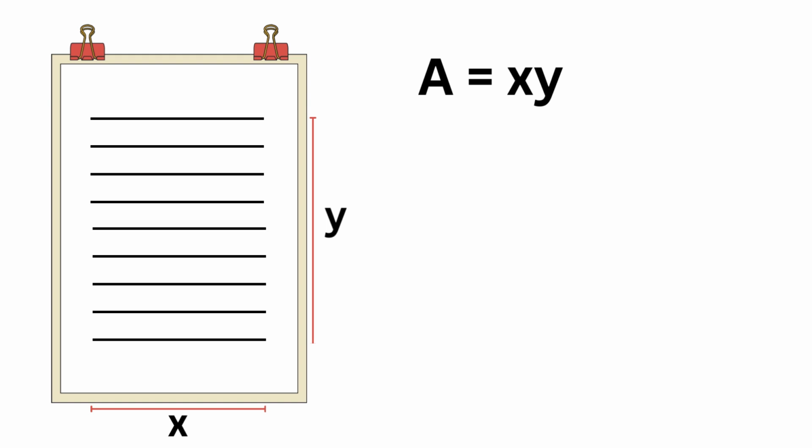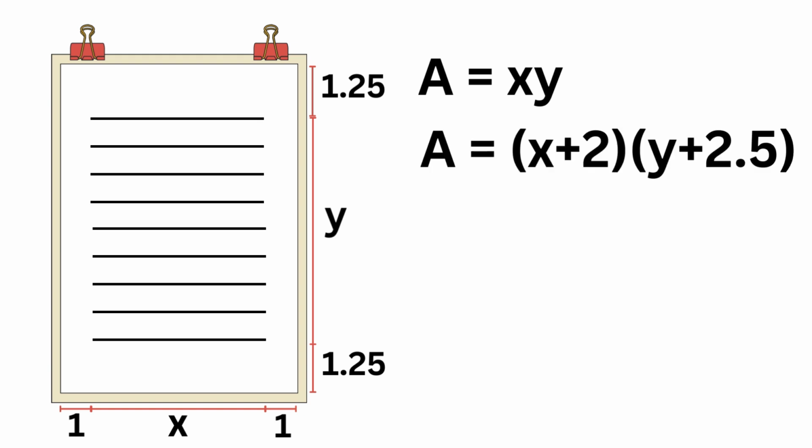Okay, so you can see along the horizontal, they want a 1-inch margin on the bottom. So that means that if I have a 1-inch margin on the bottom, I'm going to get X plus 2 for the width, and then I have 1.25 margins top and bottom. So that would give me Y plus 2.5 when I add in the margins. So my area would be X plus 2 times the quantity Y plus 2.5, right?